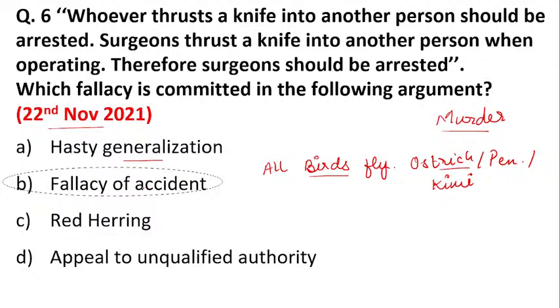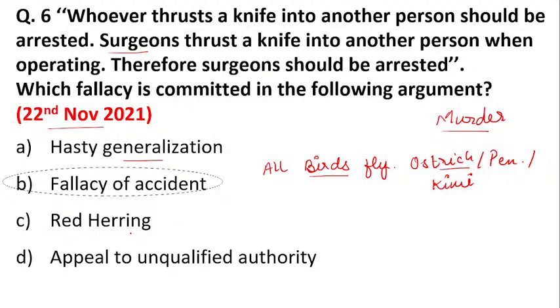The same thing applies in this question. We know anyone who is putting a knife into another person's body should be arrested, because you cannot hurt a person. But surgeons are an exception, because surgeons use a knife in a person's body to treat people. So the surgeon is an exception who is using a knife. So this is fallacy of accident.